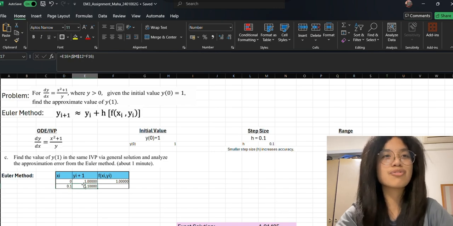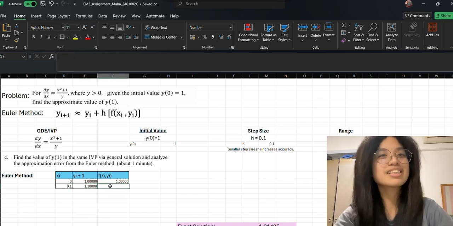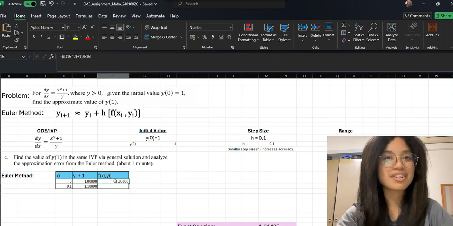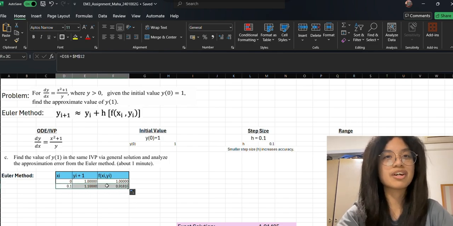For the next value of y(i+1), I'll key in equals E16, which is the previous value under y(i+1), plus open bracket $M$12, the step size, times F16, close bracket, which is the previous value under f(xi, yi). For the new value of f(xi, yi), just substitute the xi and yi values obtained in the same row of the table into the IVP. Since I already obtained the previous f(xi, yi) value the same way, just drag the cell down.